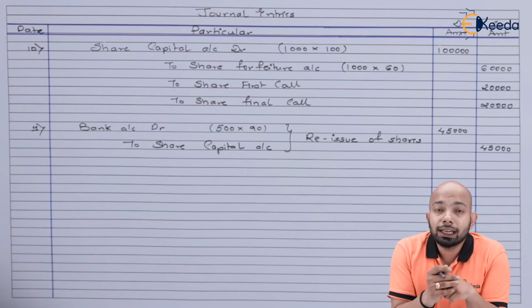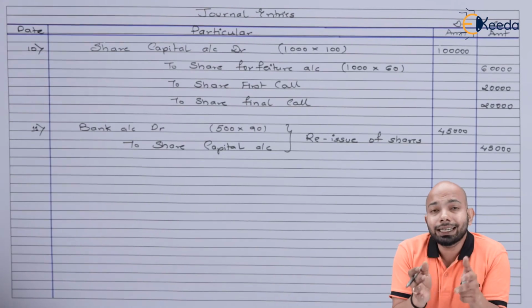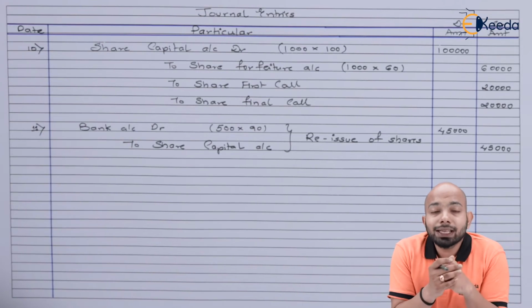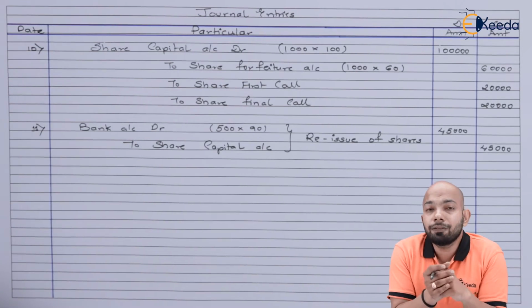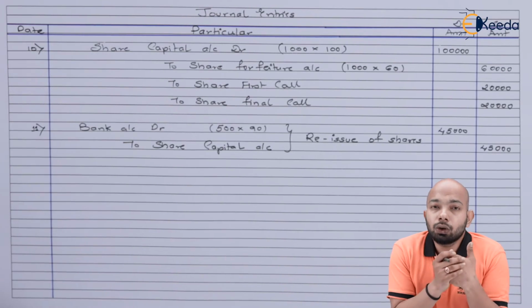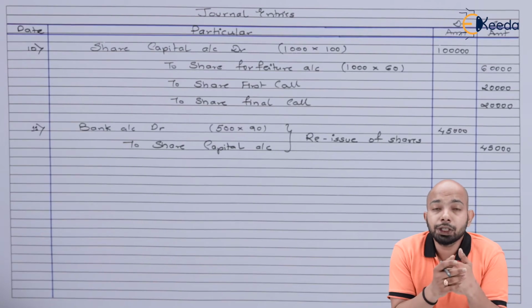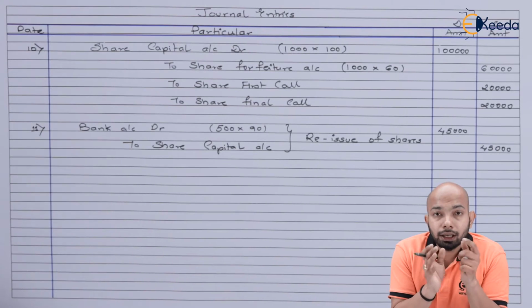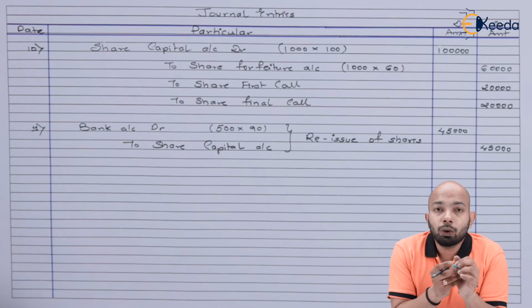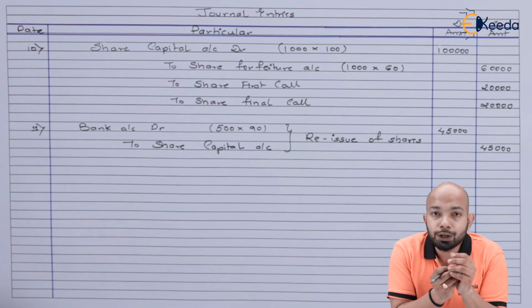Again, there is one more thing that we would like to reiterate to you. The reason being, this reissue has happened at an amount less than the face value. That means there is a certain discount that we have provided. That is ideally a loss for the company. If you look from the company's point of view, it is a loss. Now, this specific loss will be borne by one specific account, that is known as share forfeiture account.